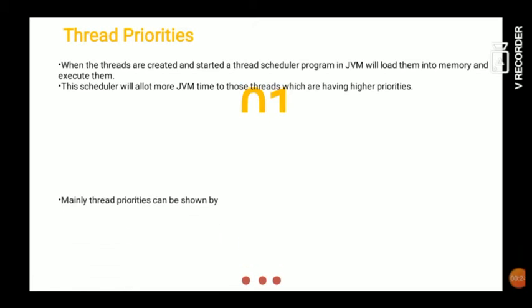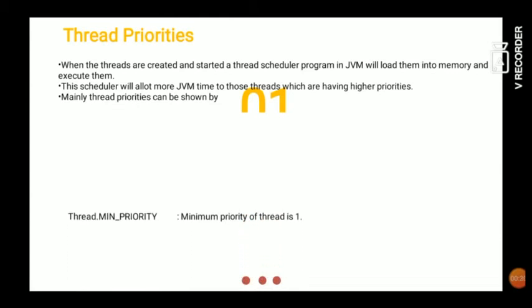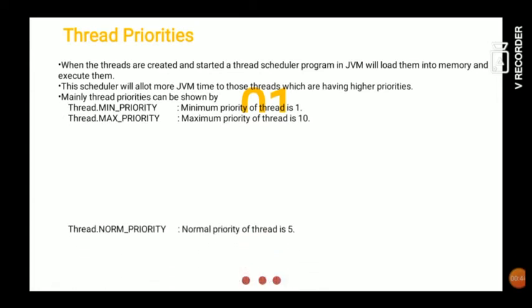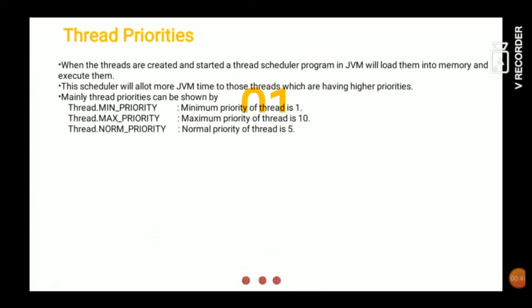So that means if two threads are present and one thread has the higher priority, that will complete its execution first. Thread priorities vary from 1 to 10. The minimum priority of a thread is 1 and the maximum priority is 10. By default, when you create a thread and don't assign any priority, the default priority of a thread will be 5. There are some static variables present in the Thread class.